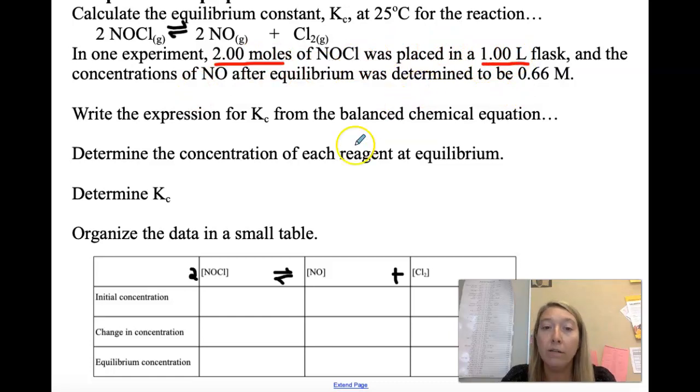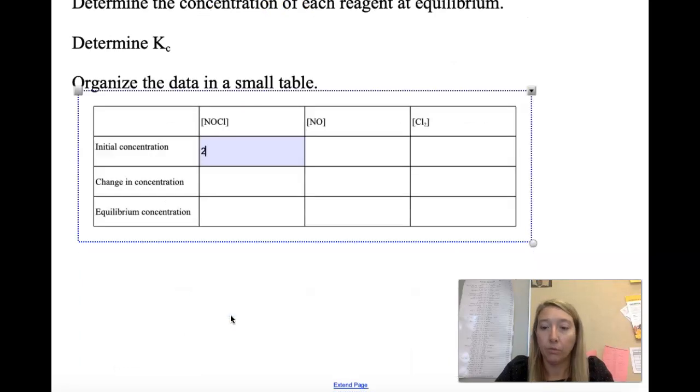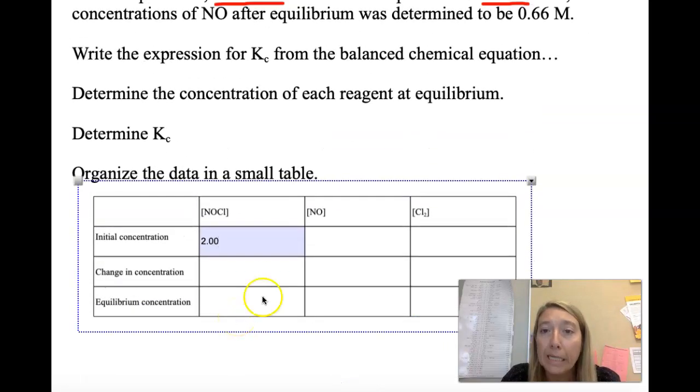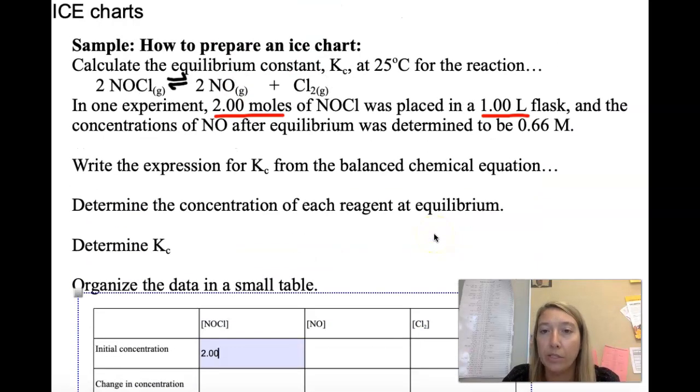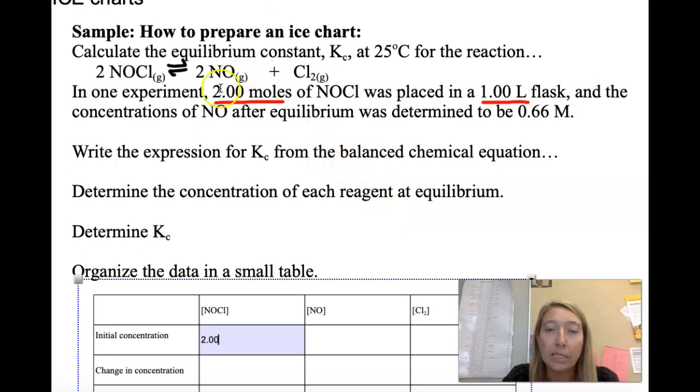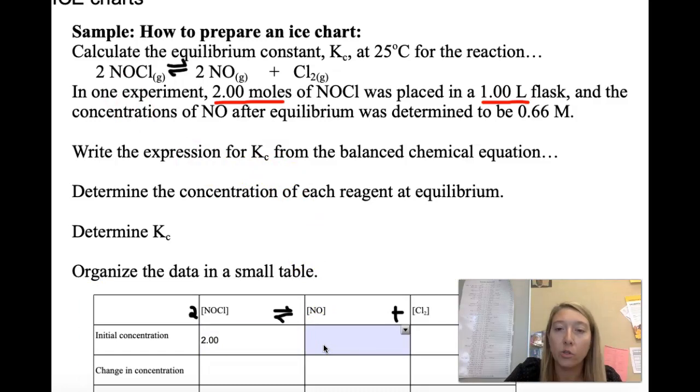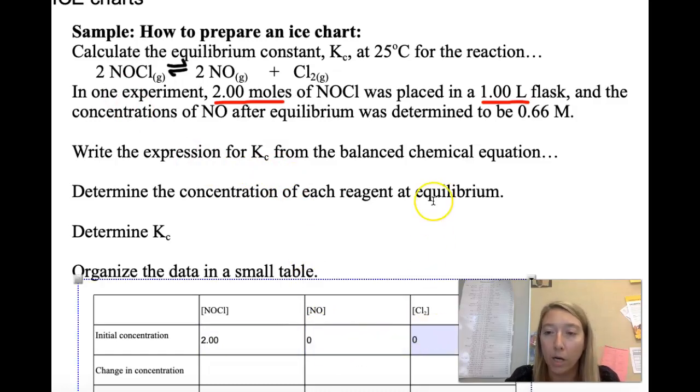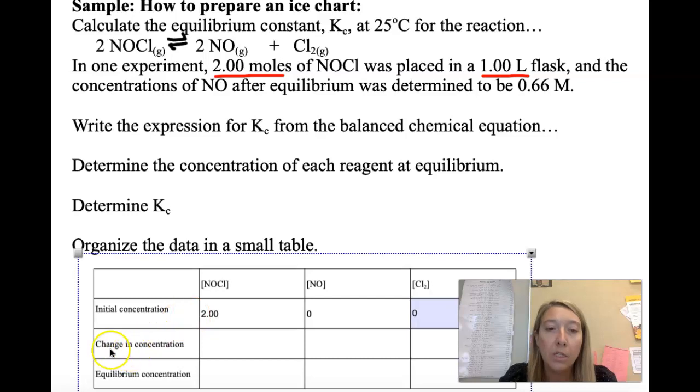So 2 divided by 1 still gives us 2. So that means the initial concentration of NOCl was 2.00, okay? So it doesn't give me an initial concentration for NO and Cl2, and this is pretty common. And the reason it doesn't give us that is they're products. For the most part, think about when you do a reaction, you put reactants in the container, but you don't actually put any products in. So the general rule is if it doesn't give you initial concentration of products, go ahead and assume that they start at 0, okay?